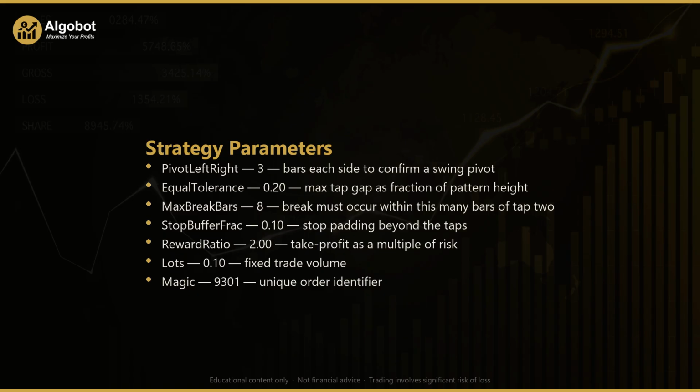Next is EqualTolerance, defaulting to 0.20. This decides how close the 2 taps must be to count as the same level, measured as a fraction of the pattern height. A tighter tolerance demands a cleaner, more symmetrical double pattern, while a looser one accepts sloppier taps.